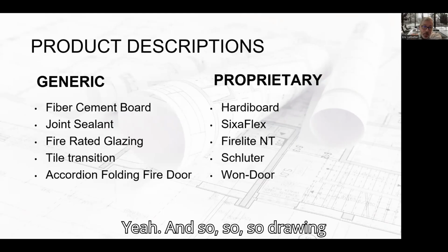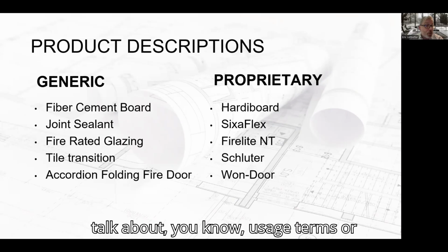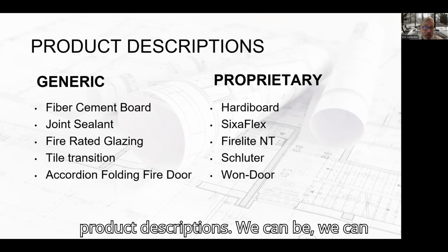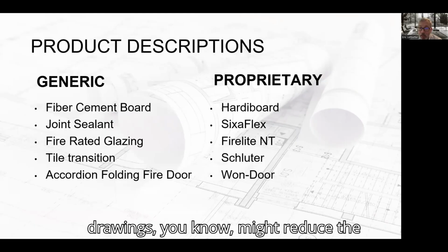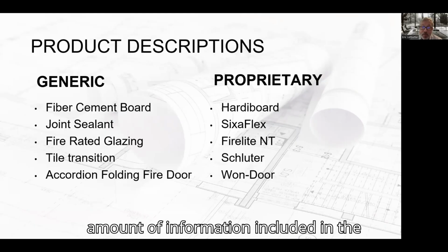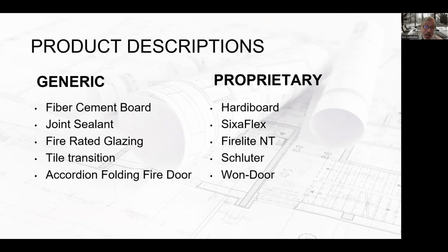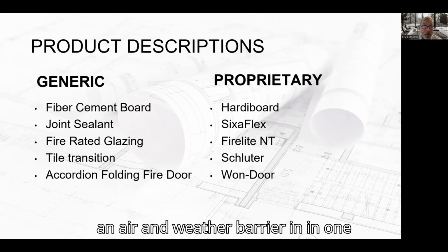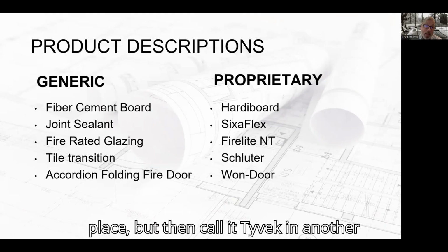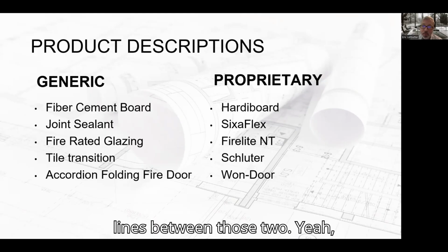Yeah, and so on drawing and spec coordination, we can talk about usage terms or product descriptions. We can be generic or we can be proprietary. Putting those proprietary descriptions on the drawings might reduce the amount of information included in the spec. But you really just got to decide on something and run with it. If you're going to call it an air and weather barrier in one place, but then call it Tyvek in another part of the drawing, then you're starting to blur the lines between those two.